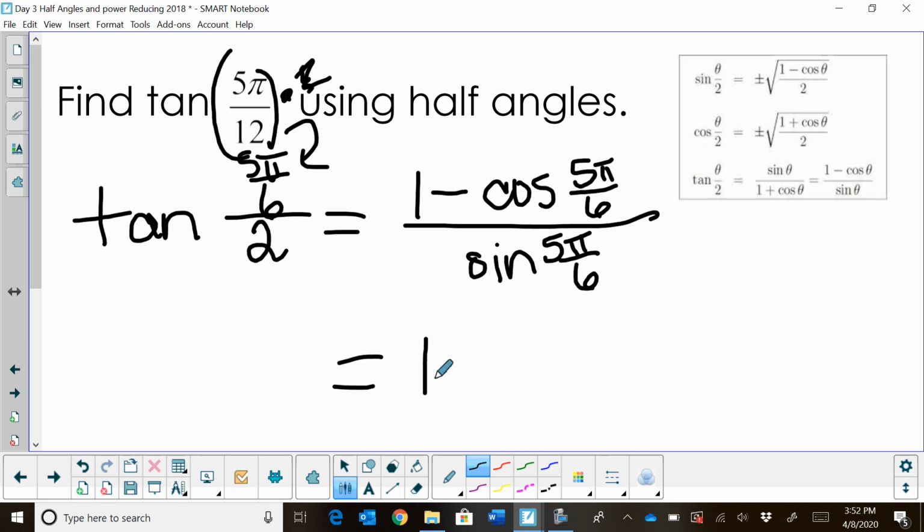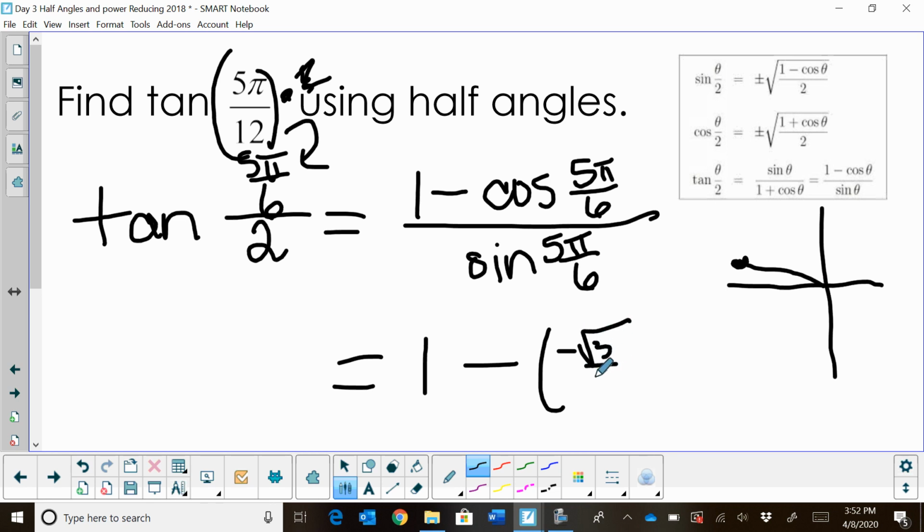So let's simplify that. We've got 1 minus, well, 5 pi 6. Let's think about that position. That falls right here at 5 pi 6. So cosine is a negative square root of 3 all over 2.